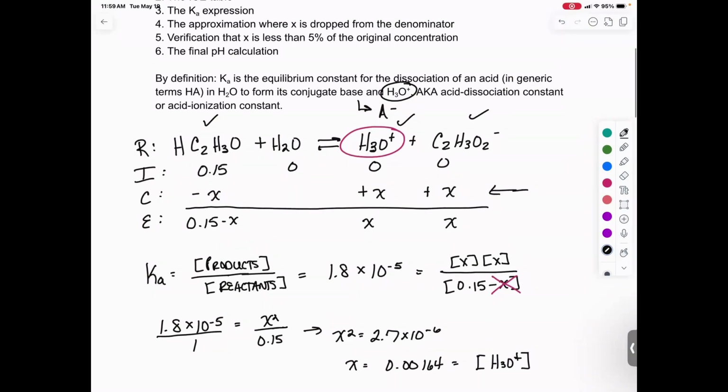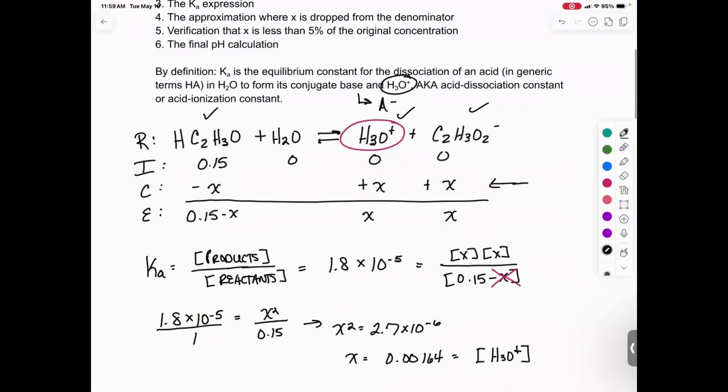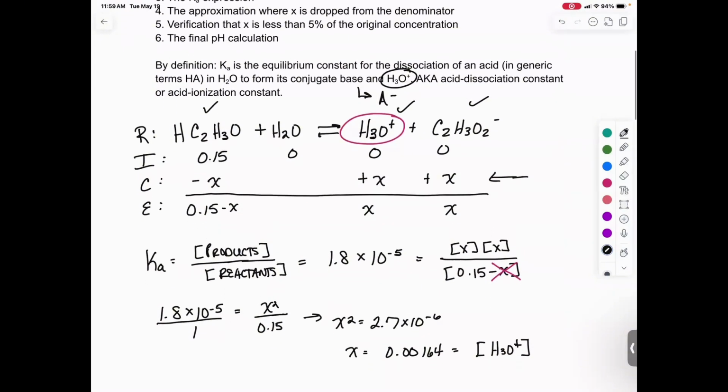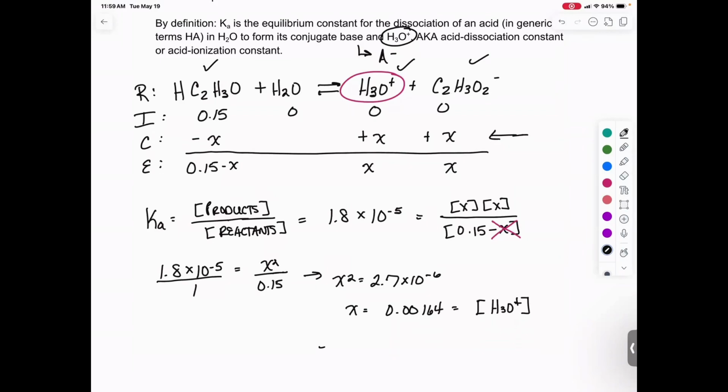But the final, I'm actually skipping ahead here. We'll do number 6, final pH calculation, negative log. We just do negative log of that answer. I get 2.78. I think I might have gotten 2.79 for rounding originally, but 2.78 is our final pH. That would be our answer to number 6.